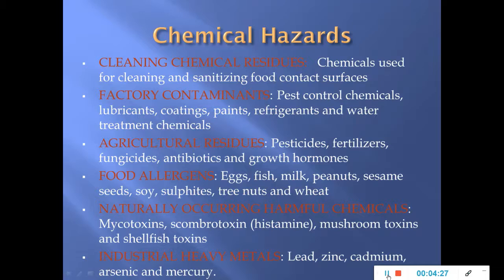We can see that various naturally occurring harmful chemicals such as mycotoxins, scombrotoxins, mushroom toxins, as well as shellfish toxins also occur in natural products. Now mycotoxins are the fungal toxins, and you know about shellfish toxins. Shellfish themselves would produce some toxins, and some of the mushrooms are also found to be toxic. So you should choose those varieties which are non-toxic in nature.